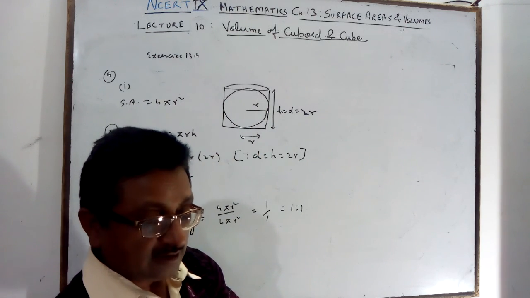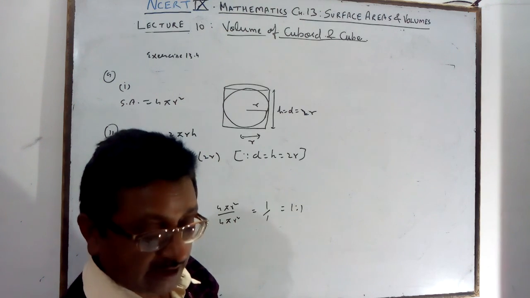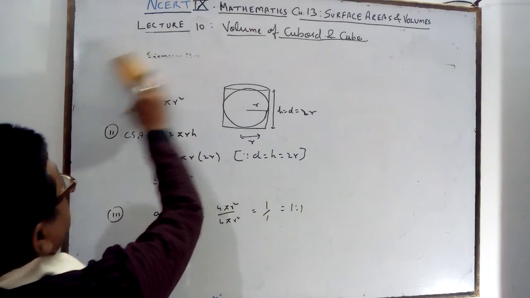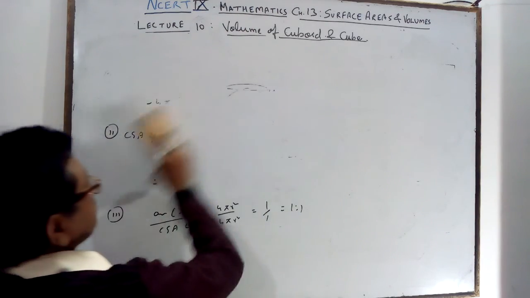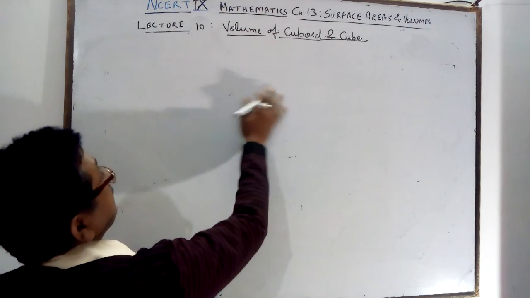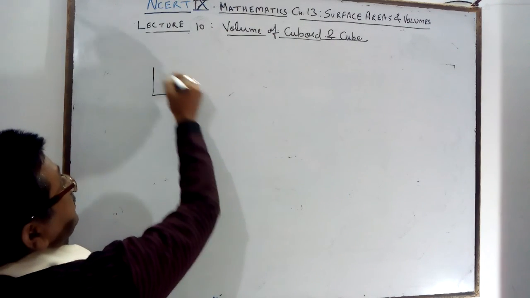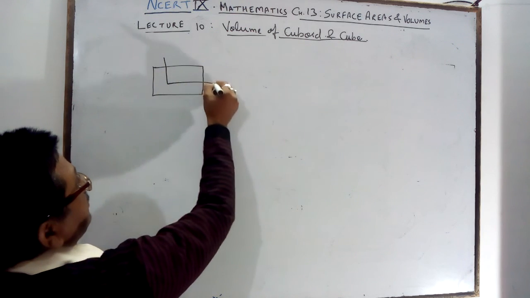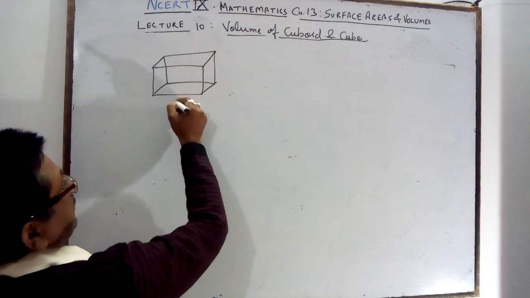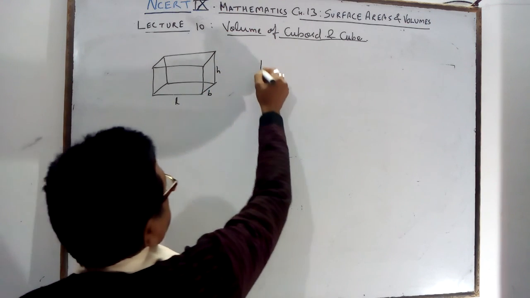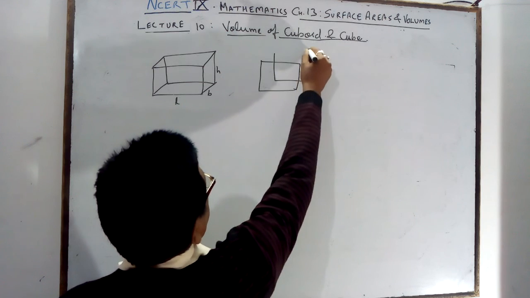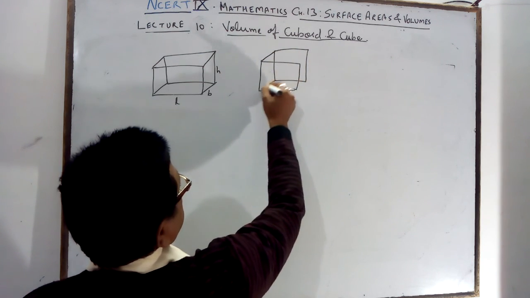Now we will see the volume of cuboid and cube. Very simple question. Volume means space occupied. The topic is the volume of cuboid and cube. A cuboid is this figure that we know very well. All the faces are rectangles, or some faces rectangle, some square, with length, breadth, height. And a cube is this figure in which all the faces are square.